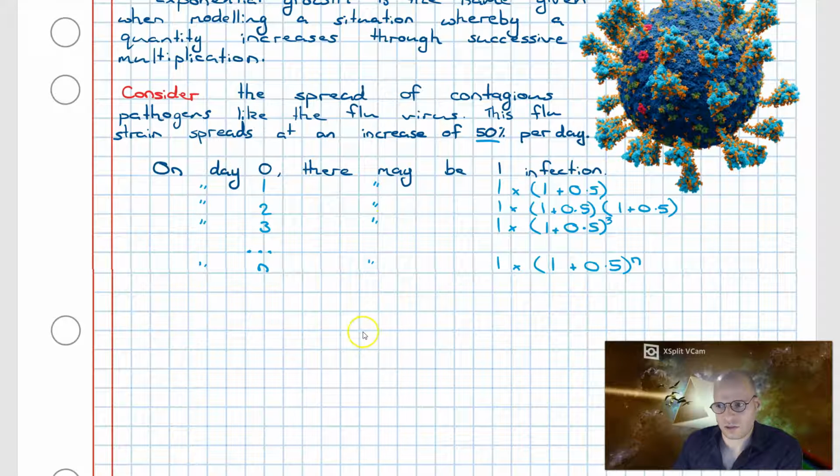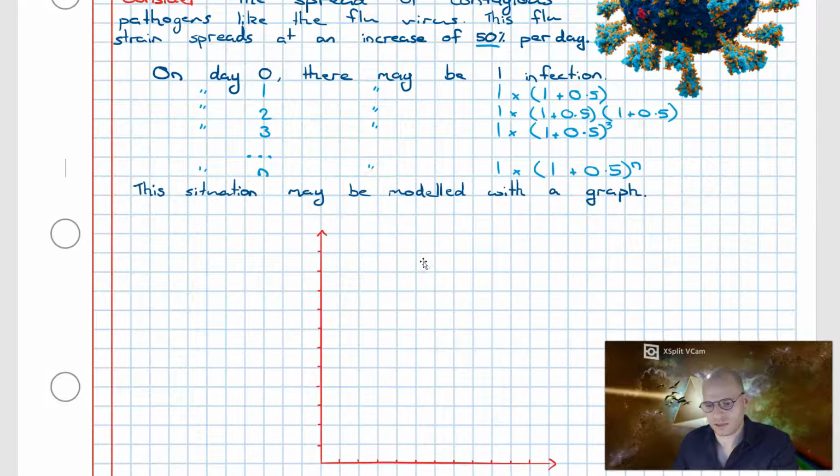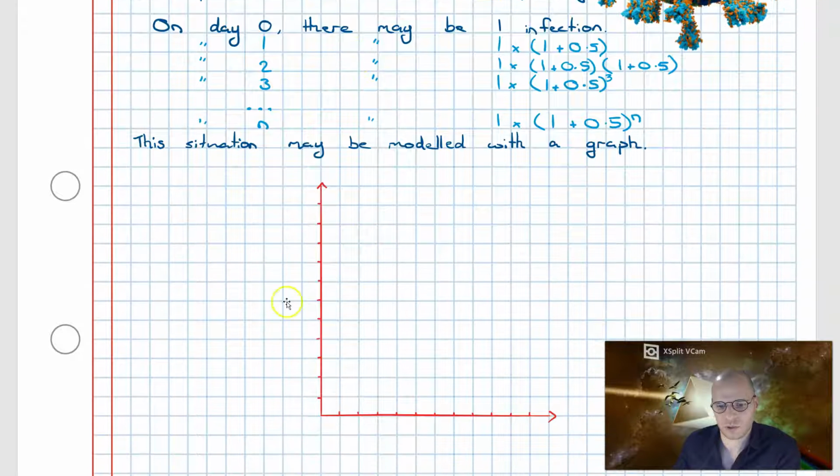Now this is all well and good, but a better way to be able to model this is using a graphical model. So what I'm going to do is get this information shown here and put it on a Cartesian plane. Now modeling this out, on our y-axis I'm going to call it I for infections, so say infection count. And then down here we're going to go t for days.